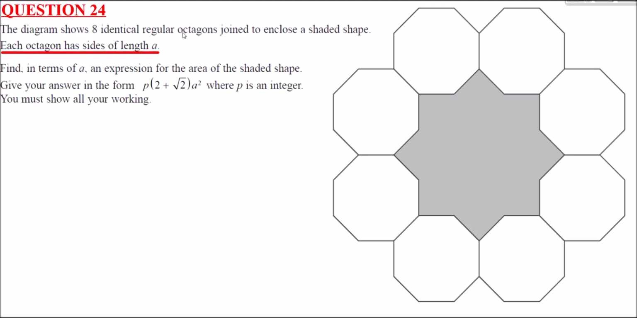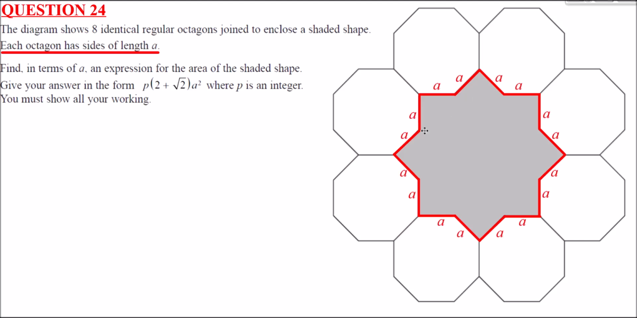We're told it's a regular octagon, so that's the easy mark, and we're going to come to that in a second. Each octagon has sides of length a, so let's label the sides on here. Each one of these red straight lines will have a length of a. So I'm just going to label all of these a.